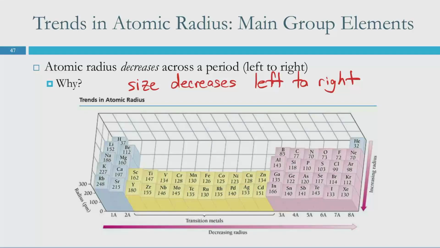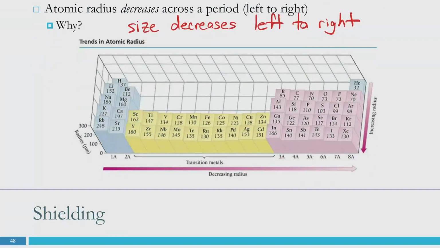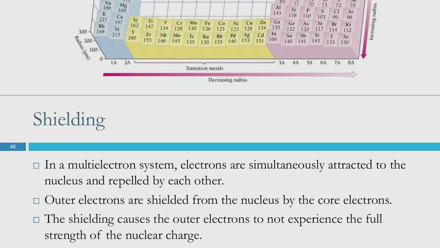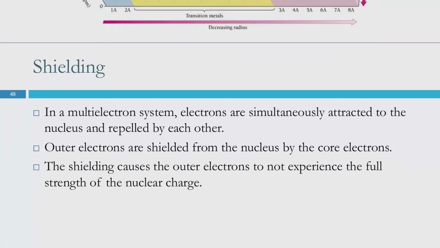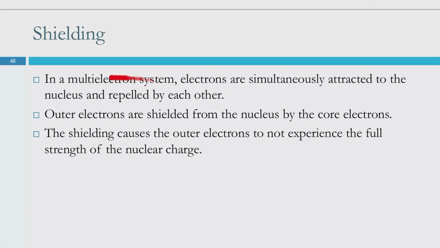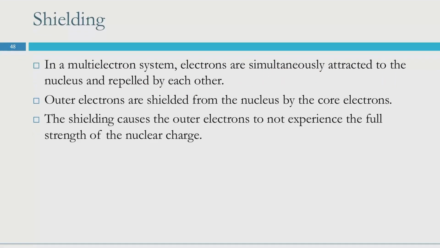All right, so this has to do with what we were talking about earlier, which is Coulomb's law, and it has to do with shielding. So shielding is a part of it. So in a multi-electron system, if we've got more than one electron, electrons are attracted to the nucleus and repelled by each other. So we've got our nucleus in the middle. Our nucleus is all of our positive charge. And then I'm going to draw an inner shell. I don't know why it looks like a sideways egg.